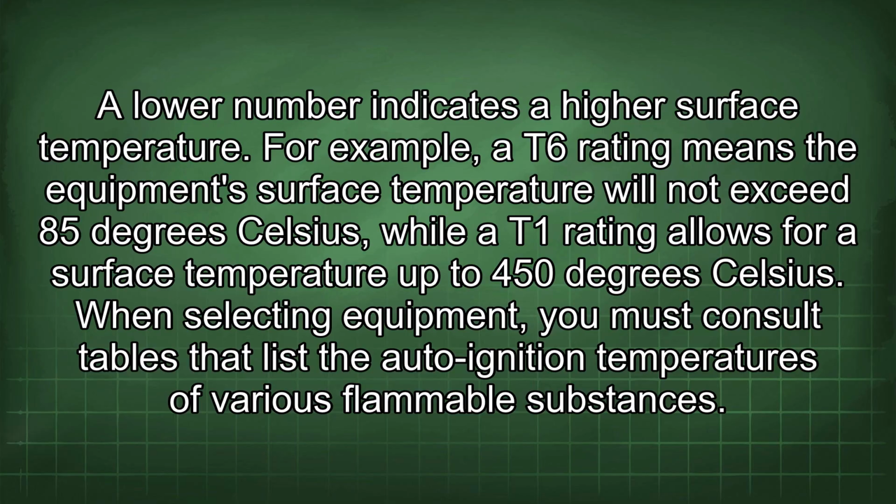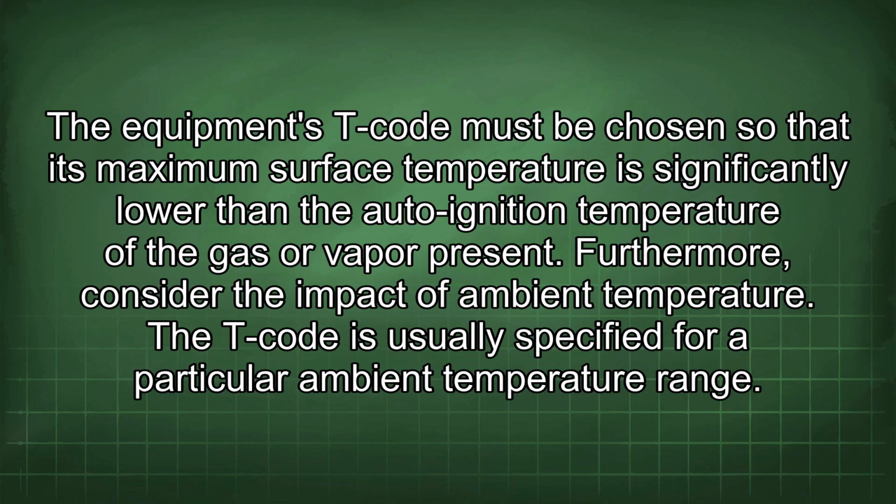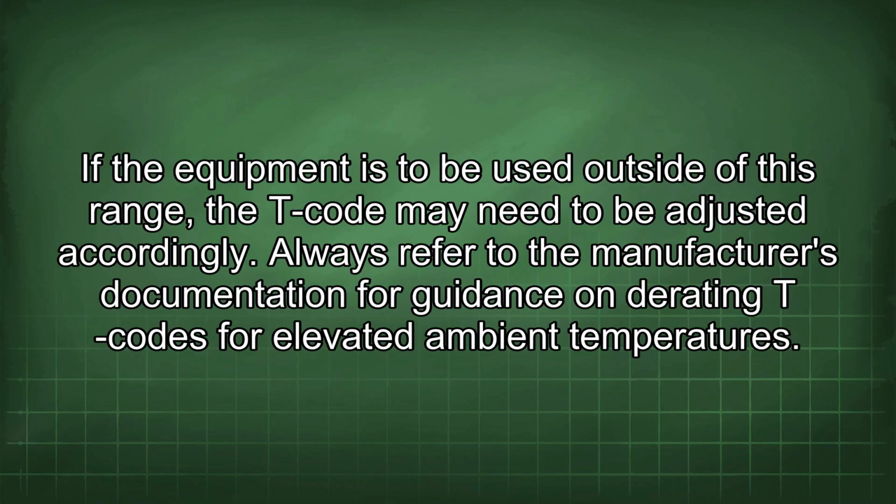When selecting equipment, you must consult tables that list the auto-ignition temperatures of various flammable substances. The equipment's T-code must be chosen so that its maximum surface temperature is significantly lower than the auto-ignition temperature of the gas or vapor present. Furthermore, consider the impact of ambient temperature. The T-code is usually specified for a particular ambient temperature range. If the equipment is to be used outside of this range, the T-code may need to be adjusted accordingly. Always refer to the manufacturer's documentation for guidance on derating T-codes for elevated ambient temperatures.